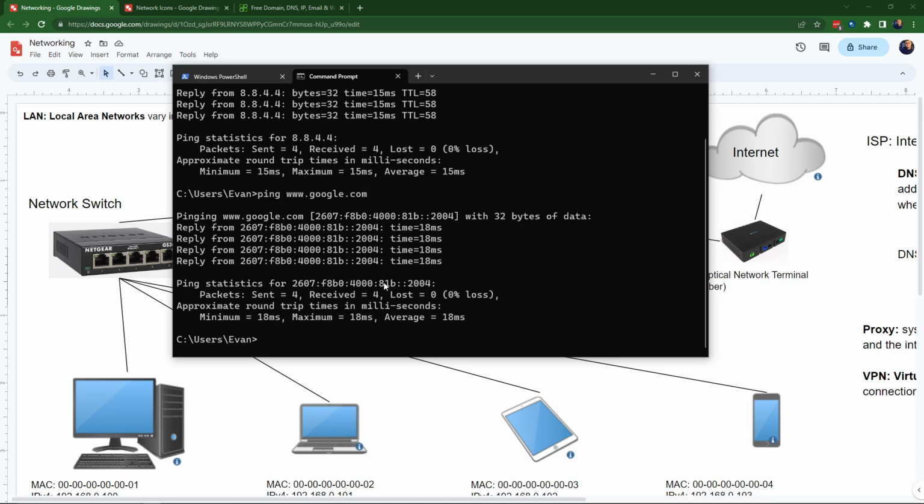And look at that. That's an IP version 6 address right there. So we're pinging google.com at their IP version 6 address. Same thing. Everything seems to be working, right?